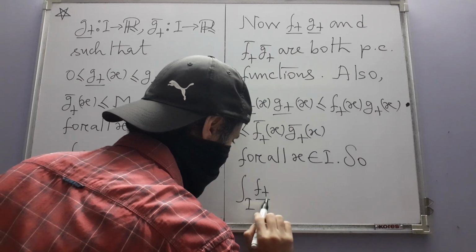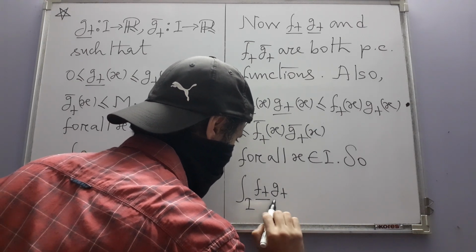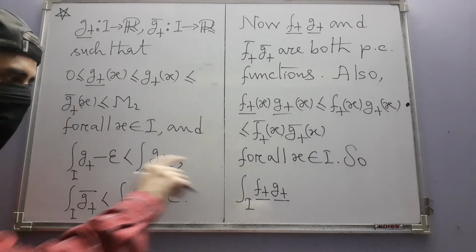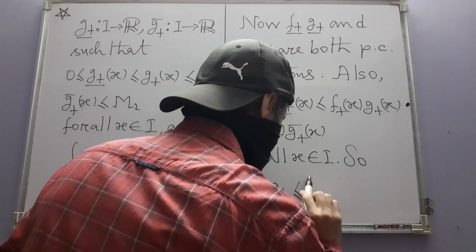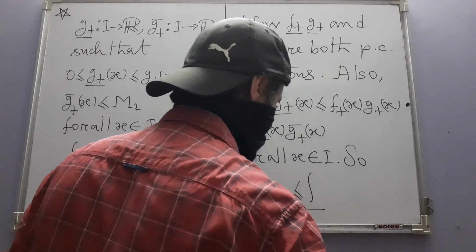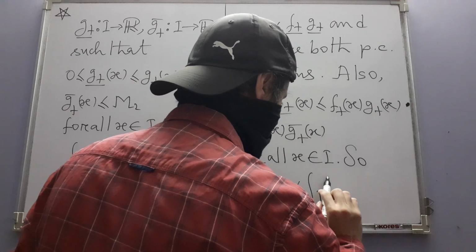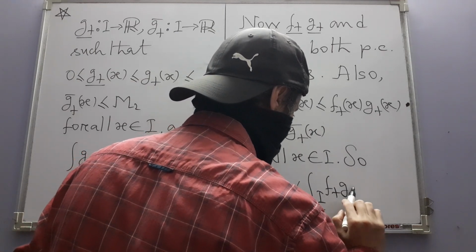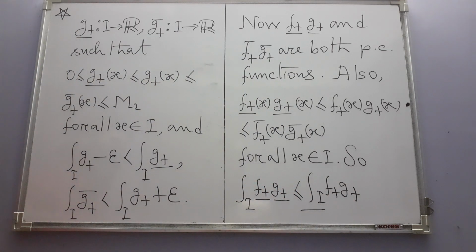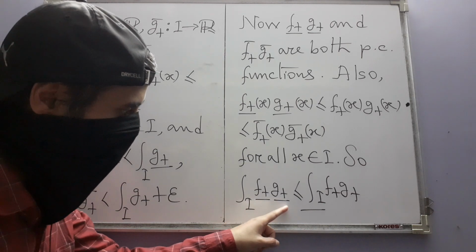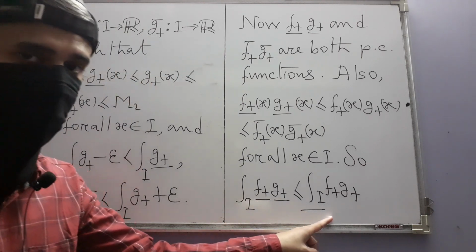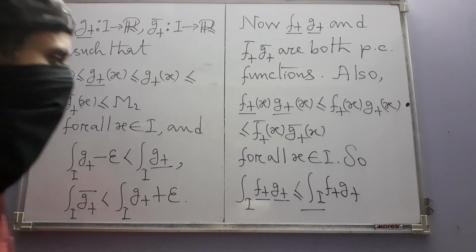F plus underscore g plus underscore. Since it's a minorizing function, this will be less than or equal to the lower Riemann integral of f plus g plus. You see how confusing things can become. You have underscores here, you have underscore there. This is what I was talking about back then.